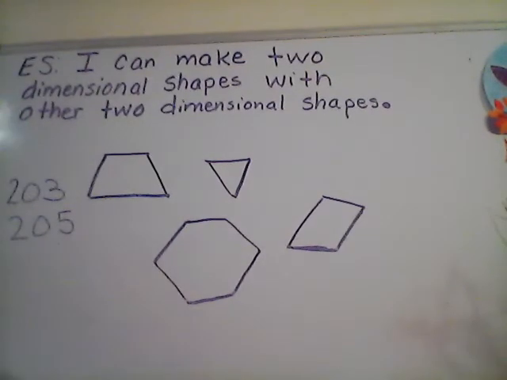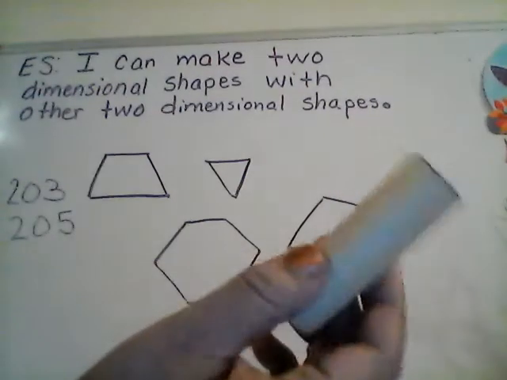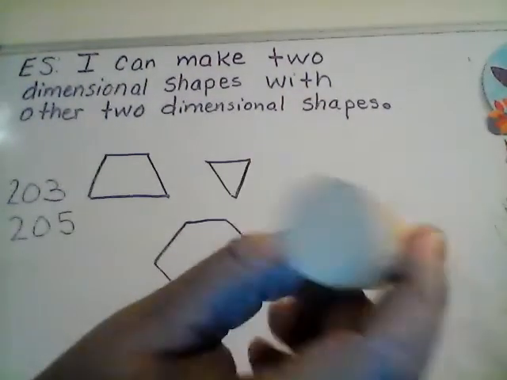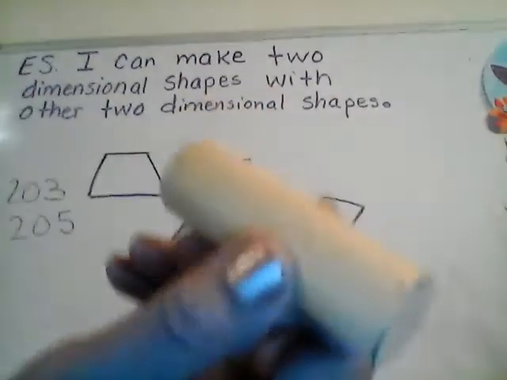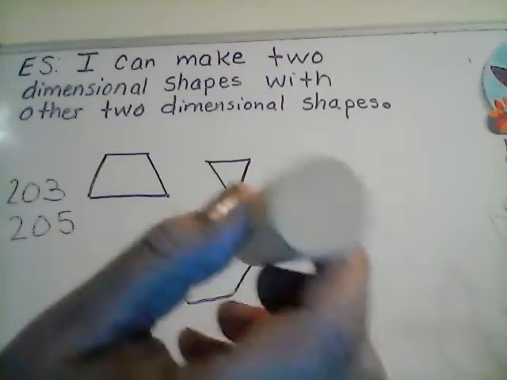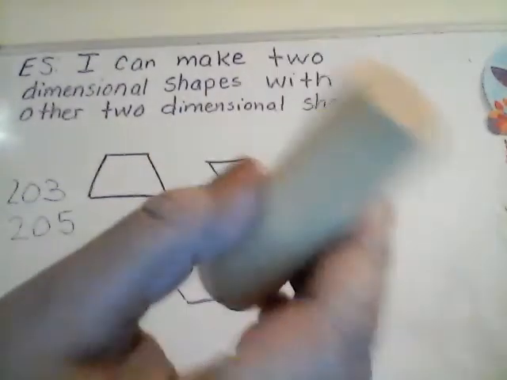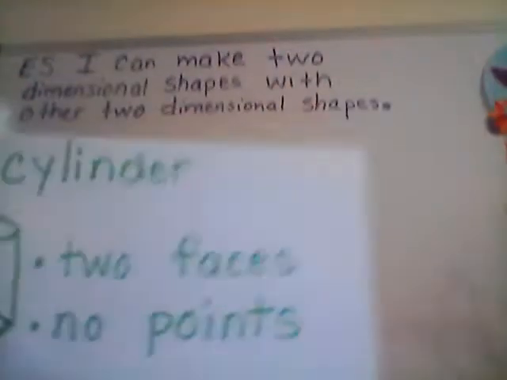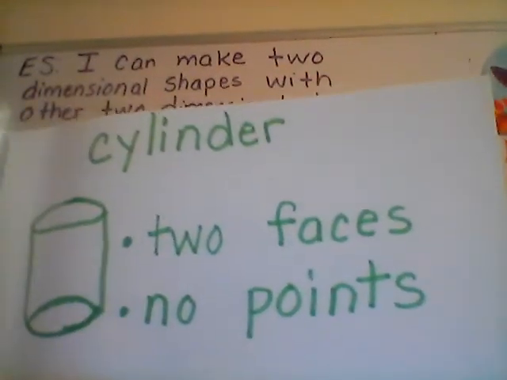All right, another shape that we talked about yesterday that's three-dimensional is this one. What is this called? This is a cylinder, that's right. A cylinder has no points and it has how many faces? One and two. It has two faces. And it can roll, can't it? A cylinder has two faces and no points.